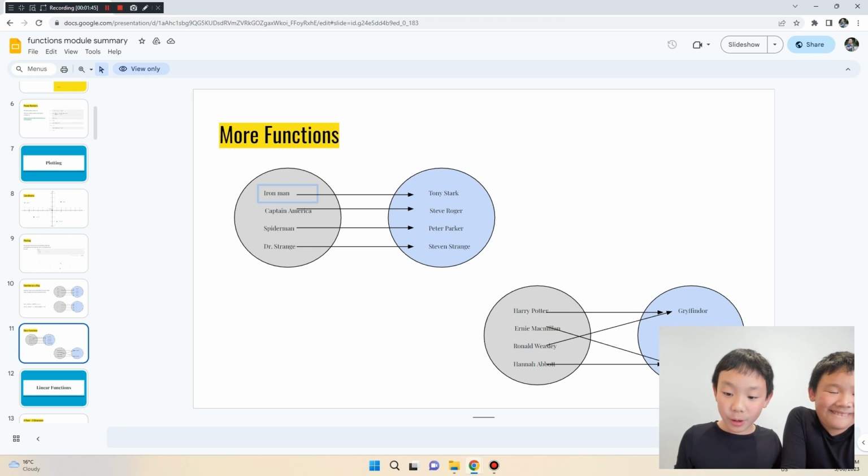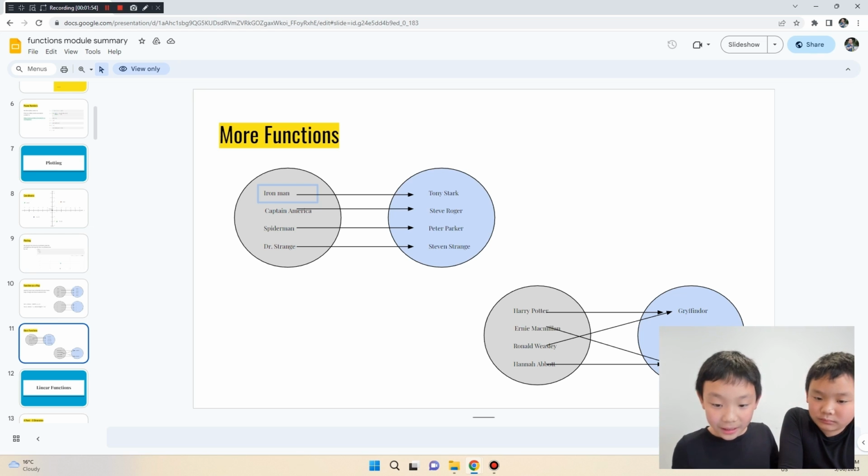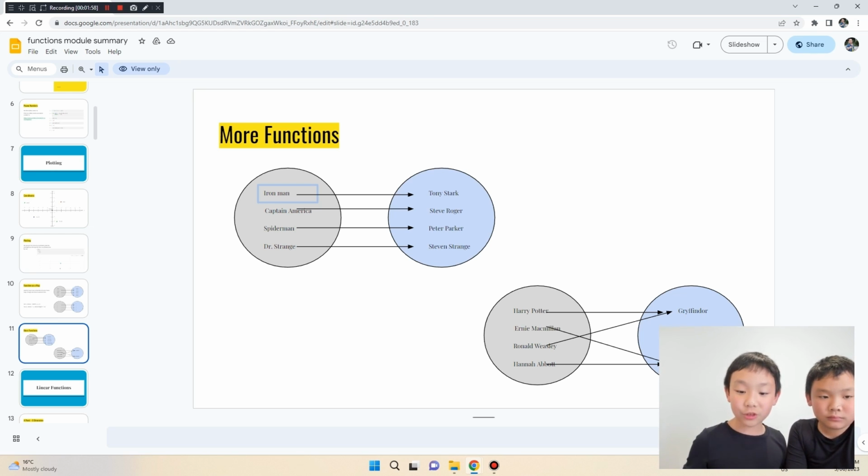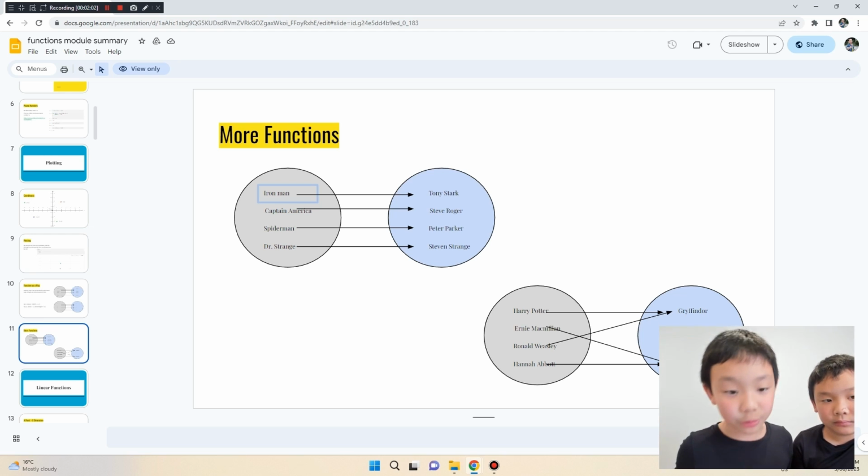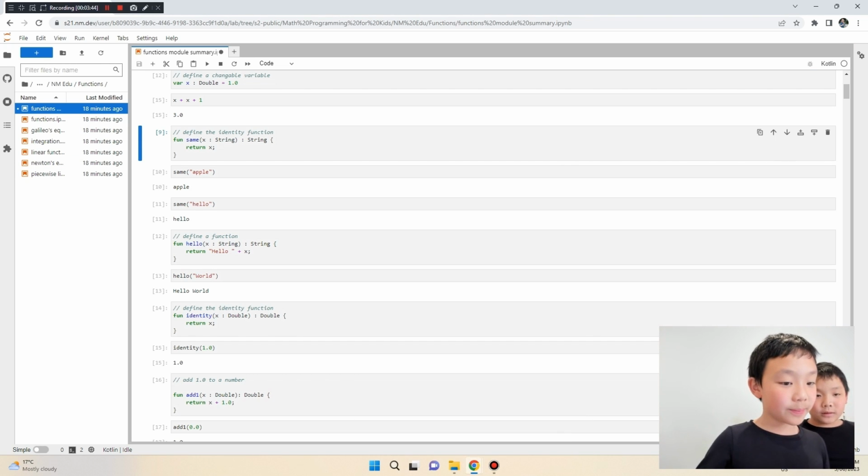Same thing here. Harry Potter goes to Gryffindor, Zacharias Smith goes to Hufflepuff, Ronald Weasley goes to Gryffindor, and Hannah Abbott goes to Hufflepuff. So this function is basically sorting students into their correct house. So these are some more interesting functions and how to code them.